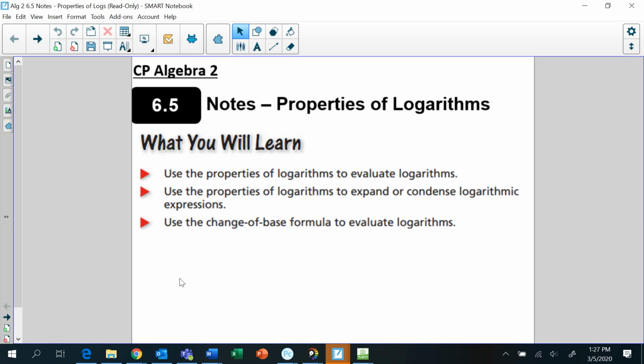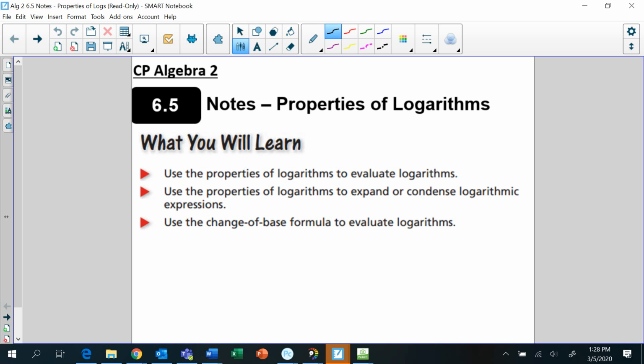Okay, so 6.5 is properties of logarithms. Logarithms are related to exponentials, so the properties of logarithms are related to the properties of exponents, which was chapter 5. Remember chapter 5? We should know our properties of exponents still.